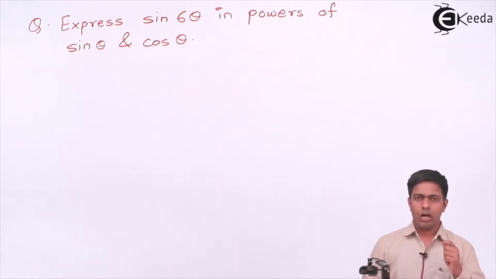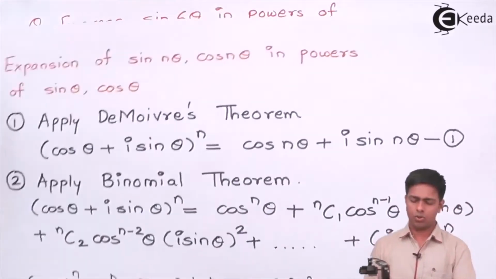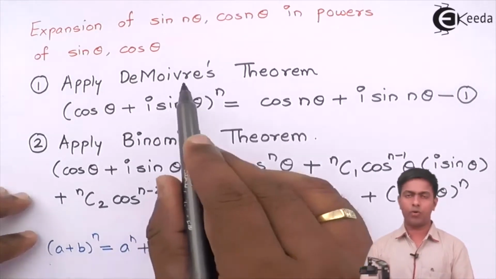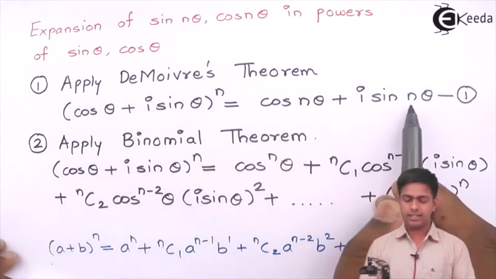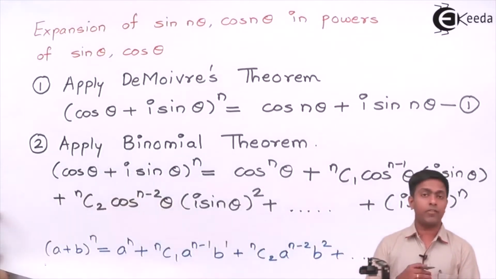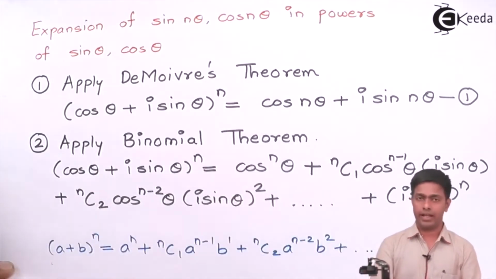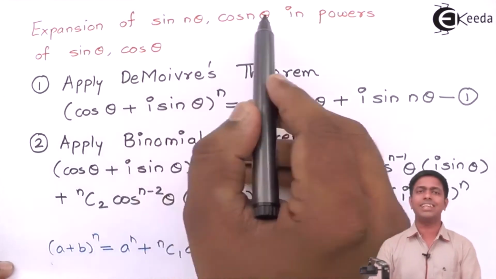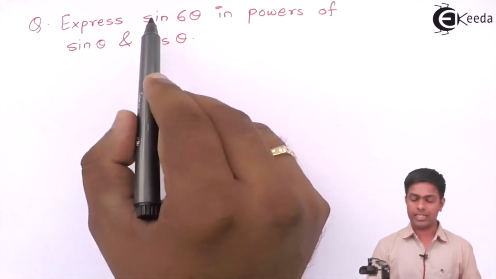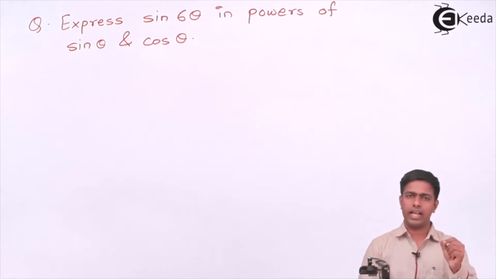Okay, so how to do that? We have seen the steps, so we'll just follow those steps. As per that, in step number 1, we have to apply de Moivre's theorem like this. Now the concept that we have learned here, I've taken the power as n because we were expanding sine n theta and cos n theta. But here in our question we want to express sine 6 theta. It means the value of n is 6. So instead of n I will take 6.